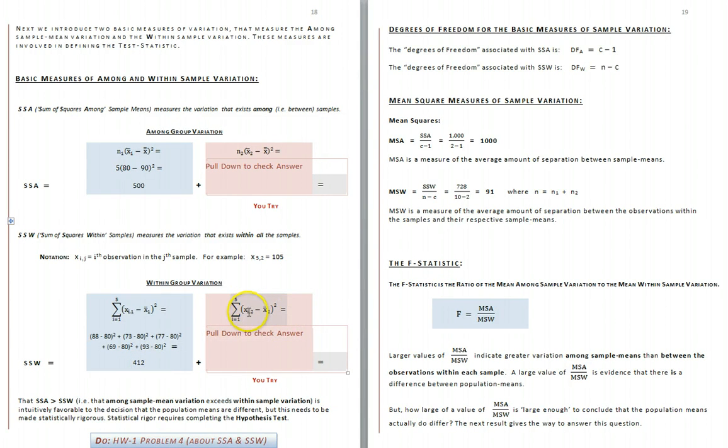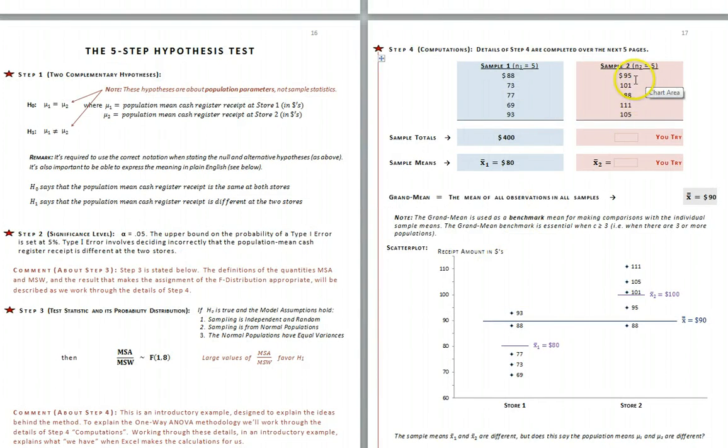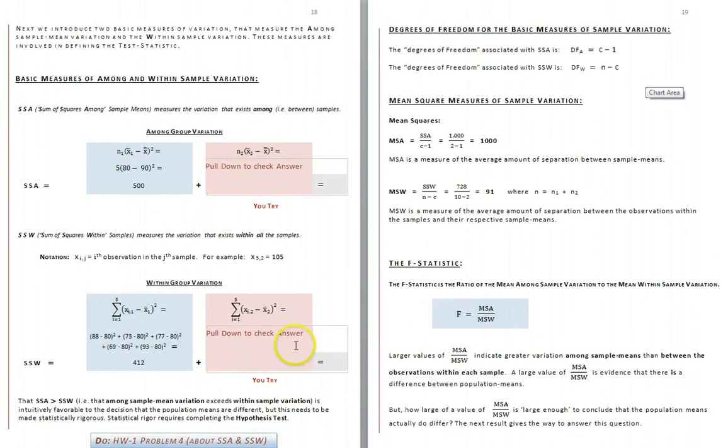And I'm going to ask you to do that for the second sample. The second sample mean, which you were supposed to have computed up there, is 100. And so you'd go down the observations in the second sample, 95 minus 100 squared plus 101 minus 100 squared, and so forth. Go ahead and make that computation. Then add these two things up and get the sum of squared within sample variation, the SSW number.